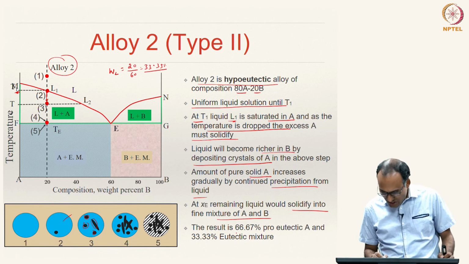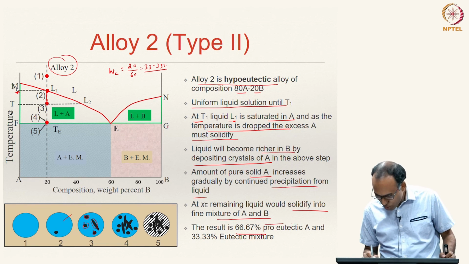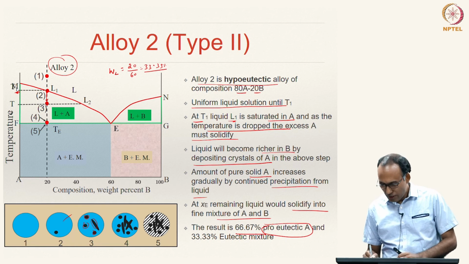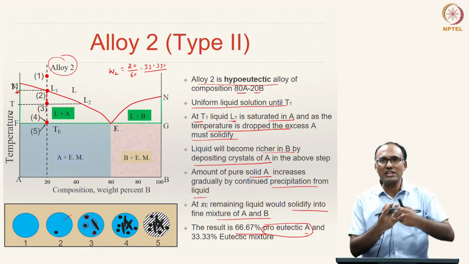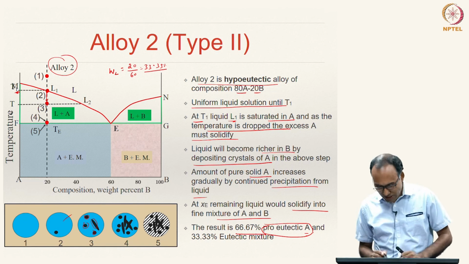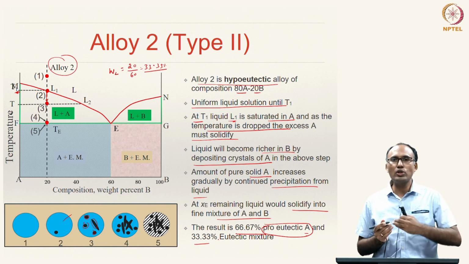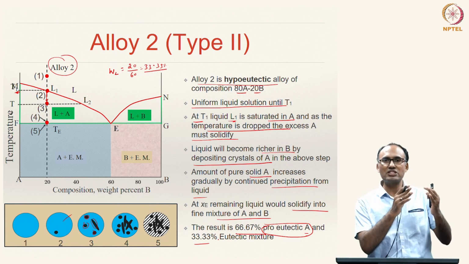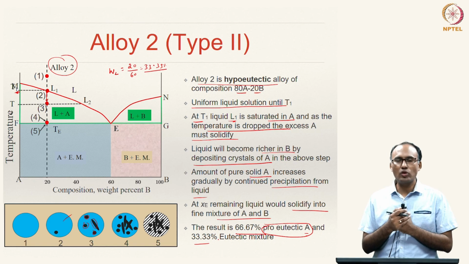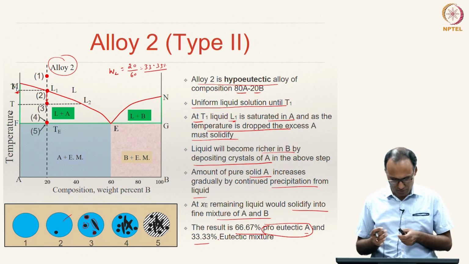So, the result is 66.67% primary A, which is also known as pro-eutectic A. The primary A also has another name, pro-eutectic A. That means this A has formed before the eutectic reaction has taken place. That is why it is called pro-eutectic A, and the remaining 33.33% will form eutectic mixture due to the eutectic reaction of the remaining liquid, which is 33.33% in weight, and that transforms to alternate layers of solid A and solid B, that we are calling the eutectic mixture.